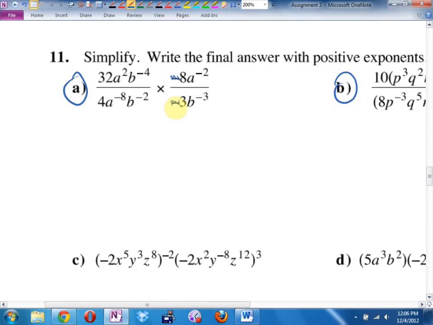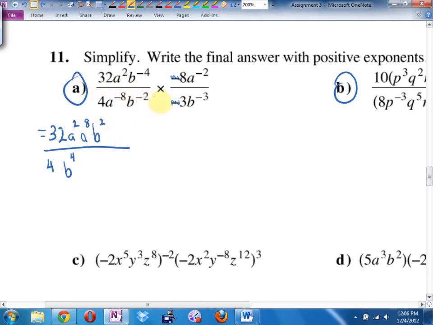Now we're going to walk through this one term at a time, looking for negative exponents. That 32, is there a negative exponent on it? No. Leave it. A squared, leave it. B to the negative 4, put it on the elevator. Going to the bottom of the first fraction, that 4, leave it. A to the negative 8, elevator. B to the negative 2, elevator. So far, so good? Why did A go up? Elevator. And that's why the B to the negative 2 became a B squared up top.